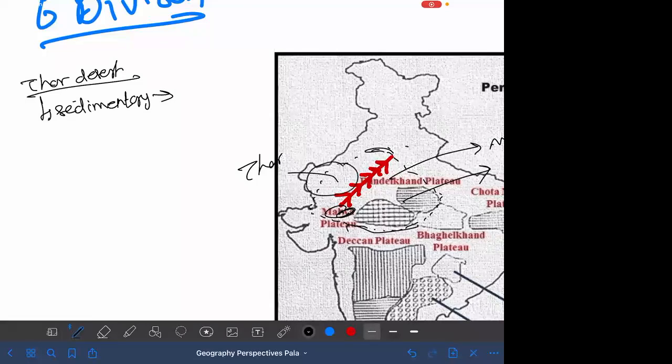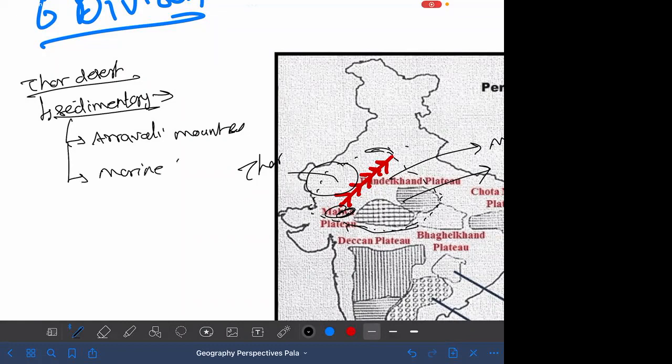If asked how this platform was formed, it's a sedimentary platform. So that was created after the formation of the Aravalli mountain belt, and then the marine transgression of the tertiary period. It is in these periods that the sedimentation has happened in this region. So it is through that sedimentation that the Thar Desert platform has been created. Okay, so that's the genesis of it.